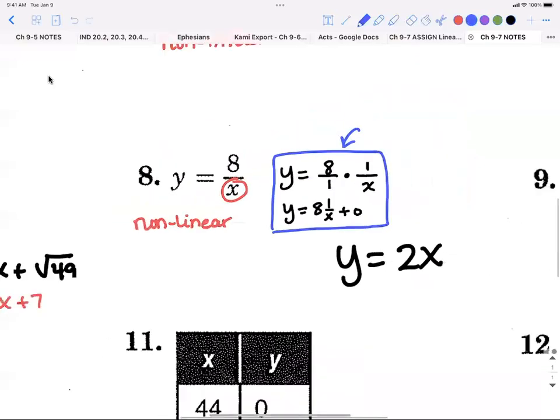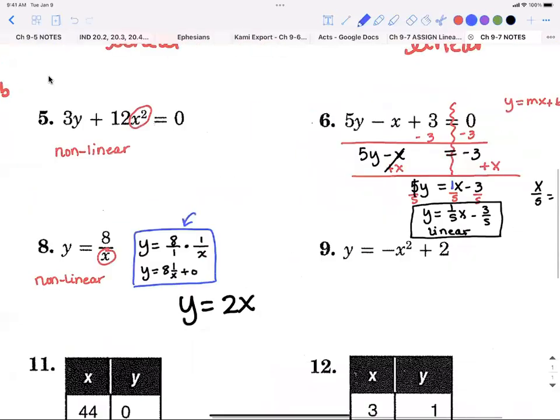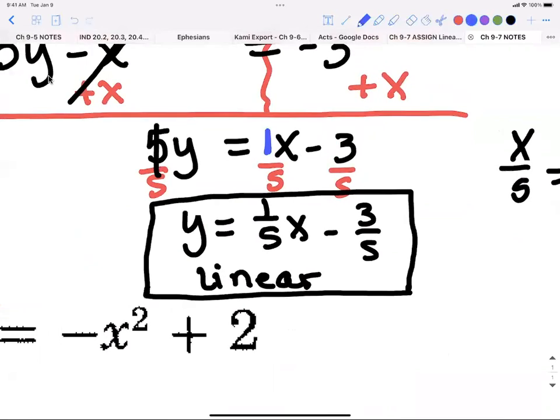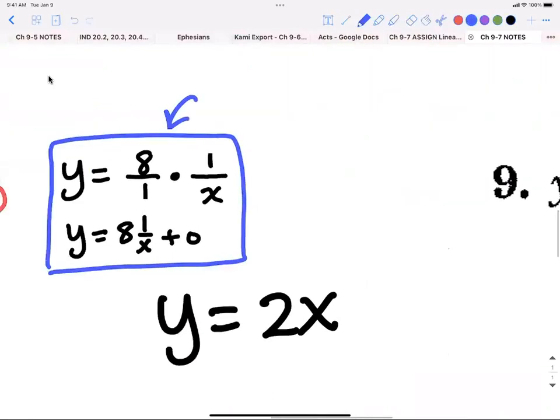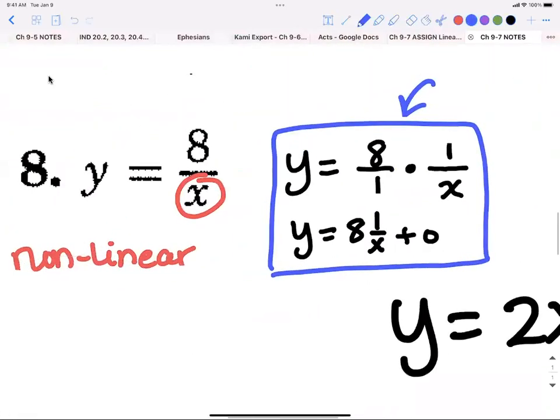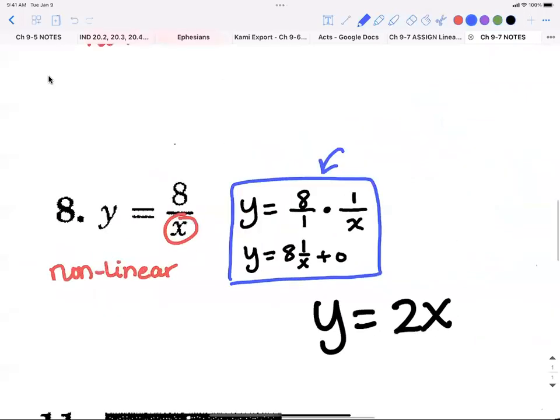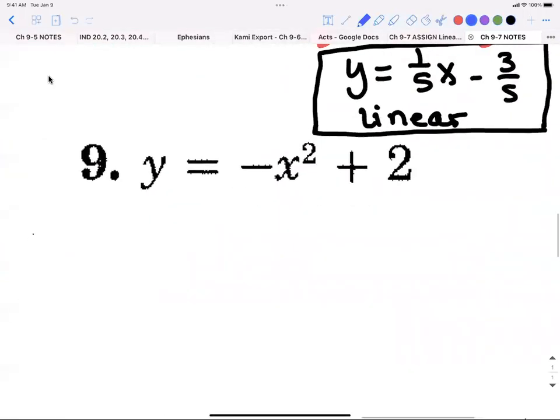Okay. I just wanted to show you the difference between here, the x was in the top and that was okay. Here, the x is in the bottom, that is not okay. Okay, x in the bottom makes it nonlinear. All right, how about number 9? Right off the bat, what do you see that's a problem? Yep, the x squared, that's a problem. It's nonlinear.